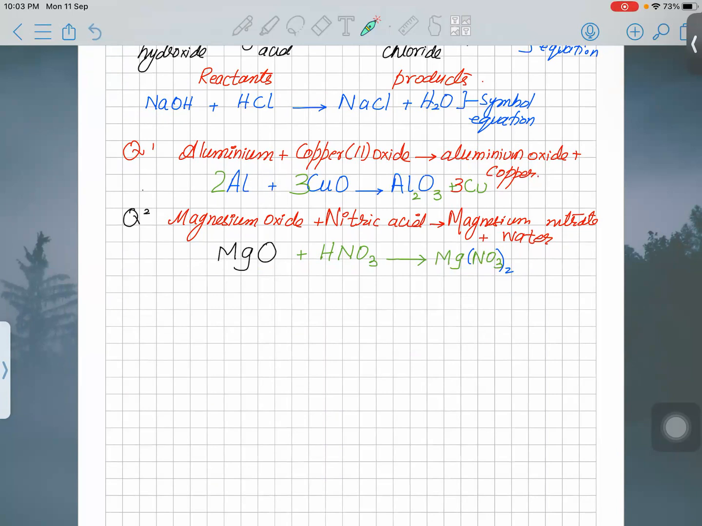Tell me the formula of water. Then plus H2O. Tell me, on the right hand side how many magnesium? 1. And on the left hand side you have 1. So magnesium is balanced. So how many nitrate are there? 2. So you should write here 2. Now the remaining equation is balanced.